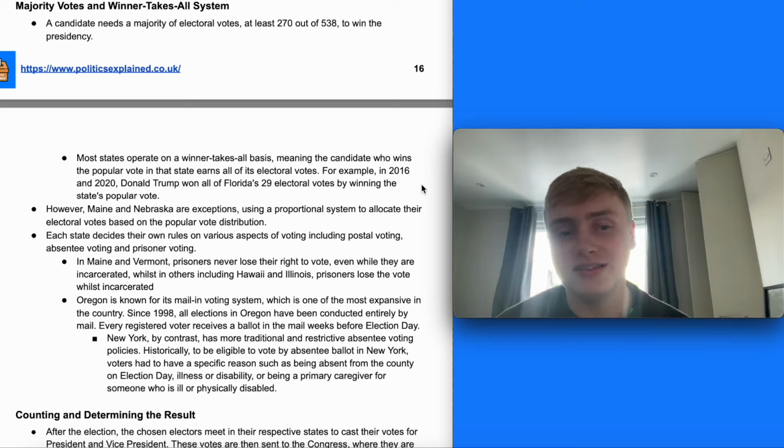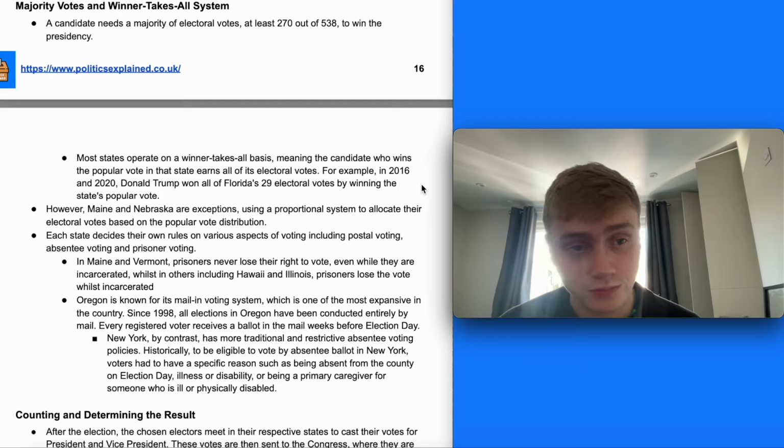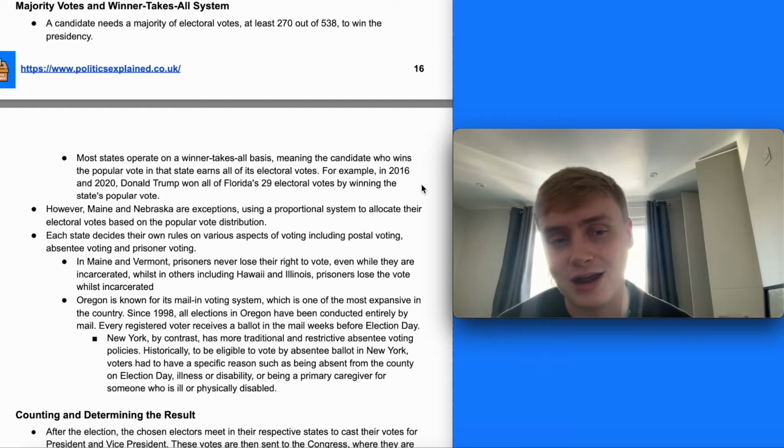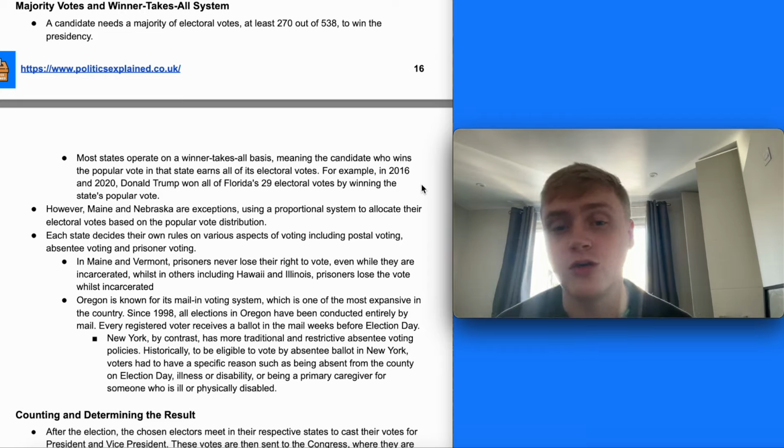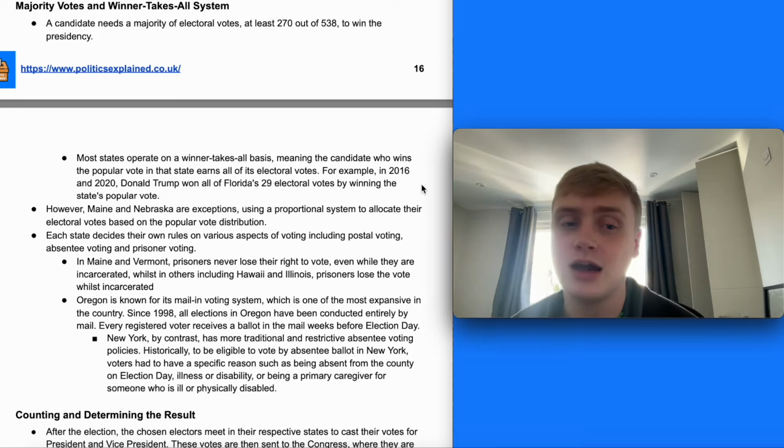For example, in 2016 and 2020, Trump won all of Florida's 29 electoral votes by winning the state's popular vote, even if he just won that popular vote. However, Maine and Nebraska are the exceptions, using a proportional system to allocate their electoral votes based on the popular vote distribution. Each state decides its own rules on various aspects of voting, including postal voting, absentee voting, and prisoner voting.